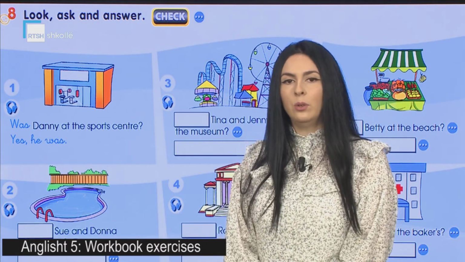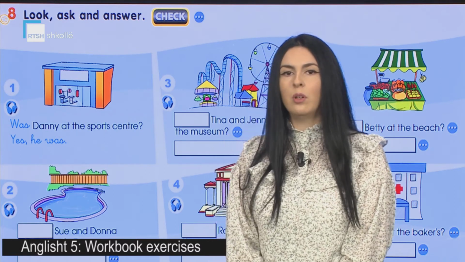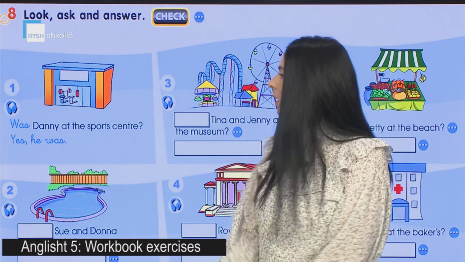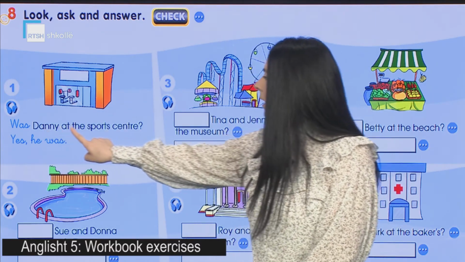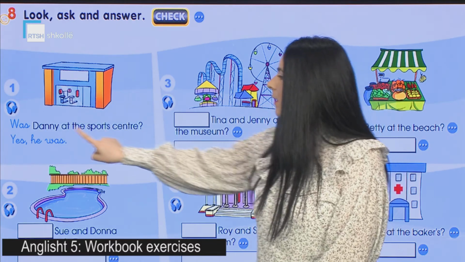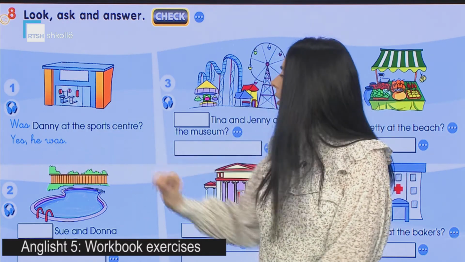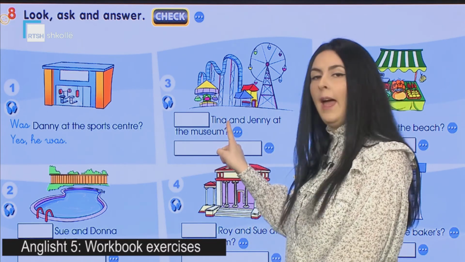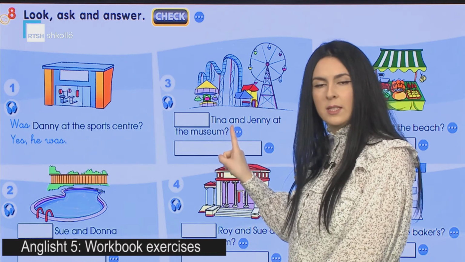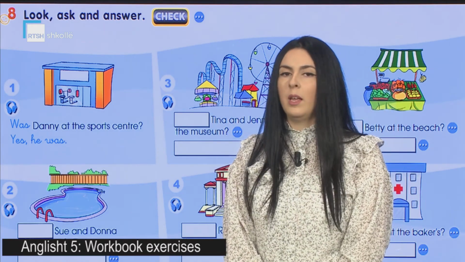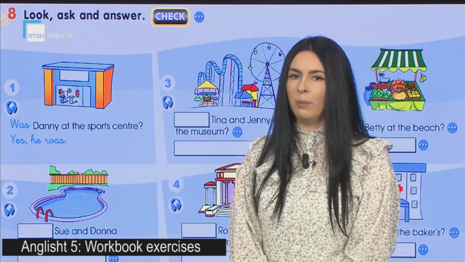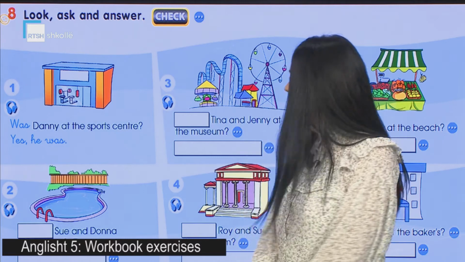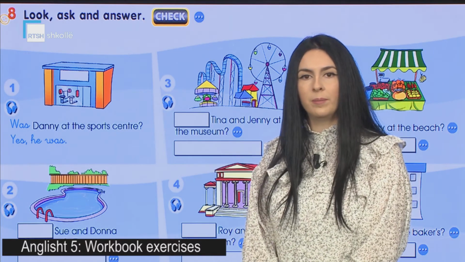Now I want you to take time and do the sentence correctly. You have to form a question and give an answer, like the model. Was Danny at the sports center? Yes, he was. So, think briefly. The key is to look at the noun, if it is singular or plural. In this way, you can guess the verb correctly, then give the answer accordingly. So, think about it for a minute.